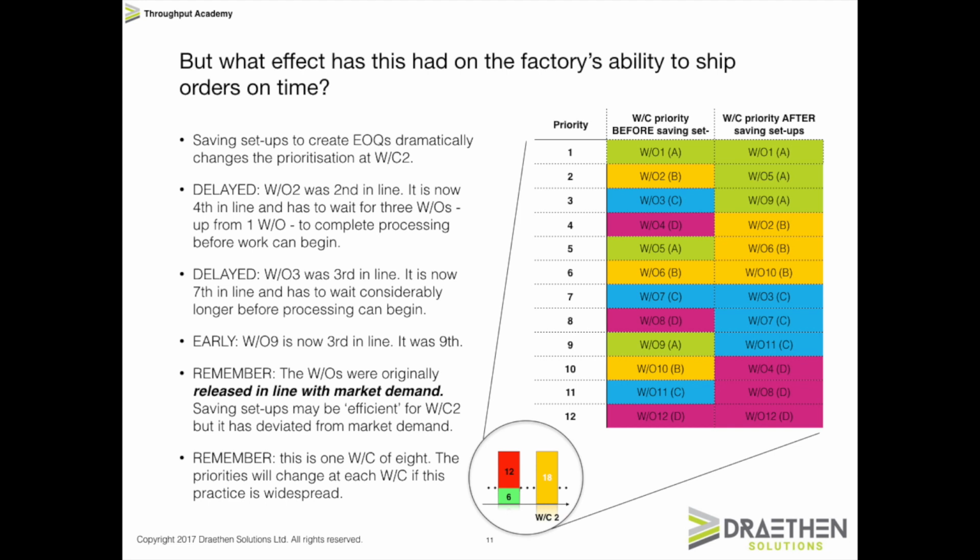Also, bear in mind that this is just one work center in the factory. There are others. It is unlikely that grouping the work orders in this particular priority list will work for all of the other work centers. So they're going to do their thing as well. They're going to take the orders, take them out of sequence and group them together to save setups and make economic order quantities as well. So the priorities are going to change all the way through the factory.